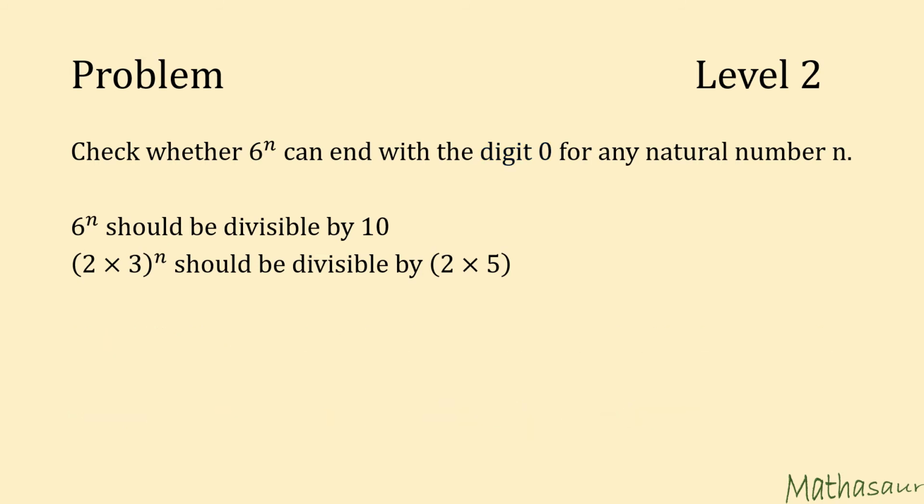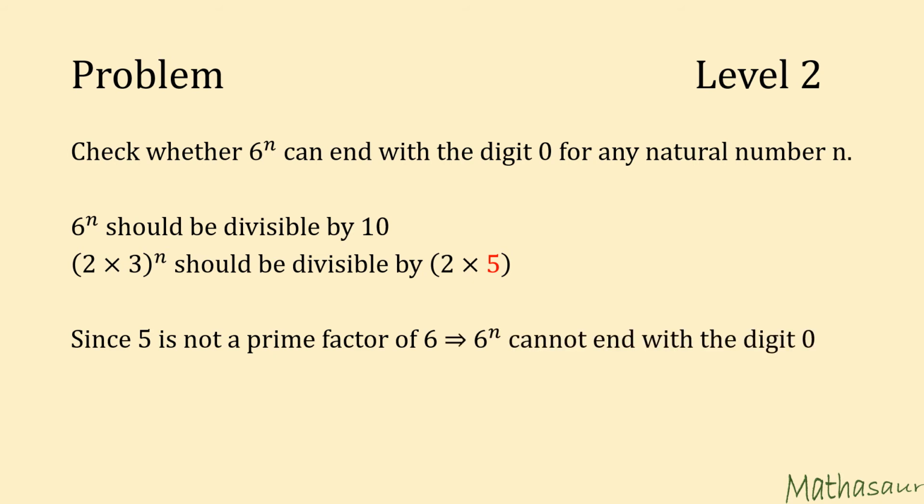We look at the factors that are uncommon between 6 and 10. We see that the factor 2 is common between 10 and 6, whereas the factor 5 is not common between 10 and 6. Now since 5 is not a prime factor of 6, 6 to the power n cannot end with the digit 0. Look at this simply. Only 2 times 5 could give us a 10 or a digit 0 in the end. Now since 6 to the power n does not have a 10 or 2 times 5, it cannot end with the digit 0 for any value of n.